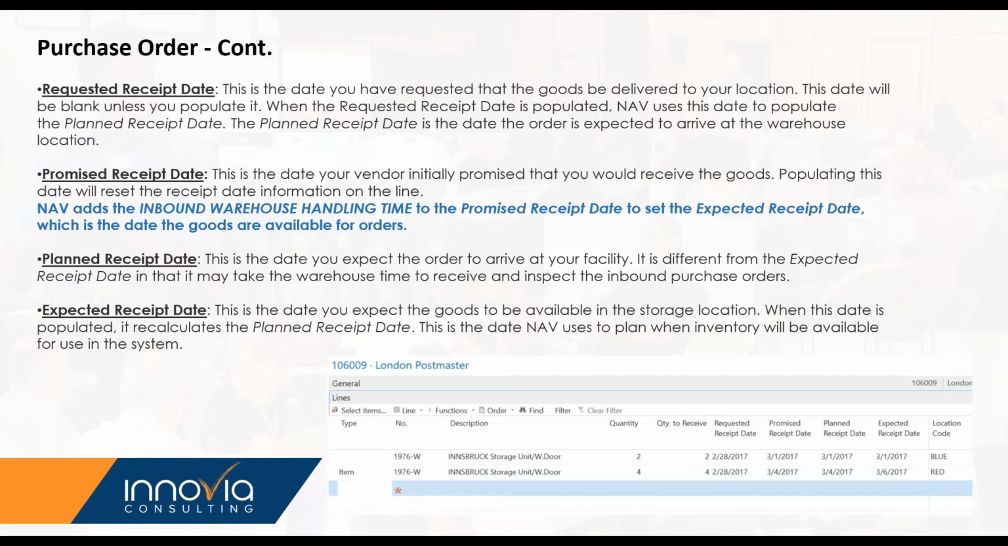But now I go to my red location. Maybe my red location isn't as efficient. Maybe there's some other processes that need to happen. So you see I've requested it for the 28th, but my red location is going to take a little bit more time to deliver. So instead of being delivered on the 1st, I'm expecting it on the 4th. My vendor has not changed what they have agreed to, so I still expect it on the 4th, but I don't actually have it available to me until the 6th. And that has got to do with a calculation that we will look at that shows us that we do have a handling time that needs to take place.